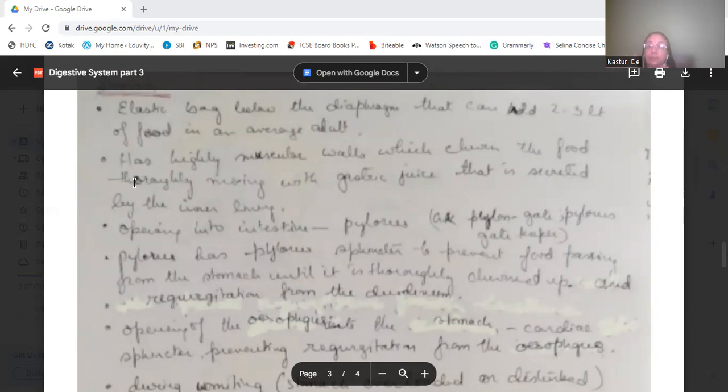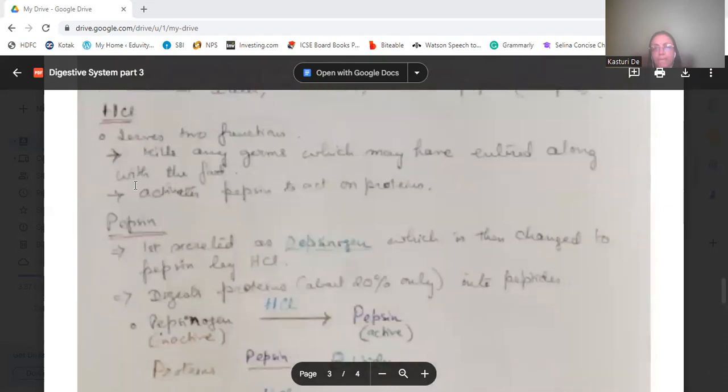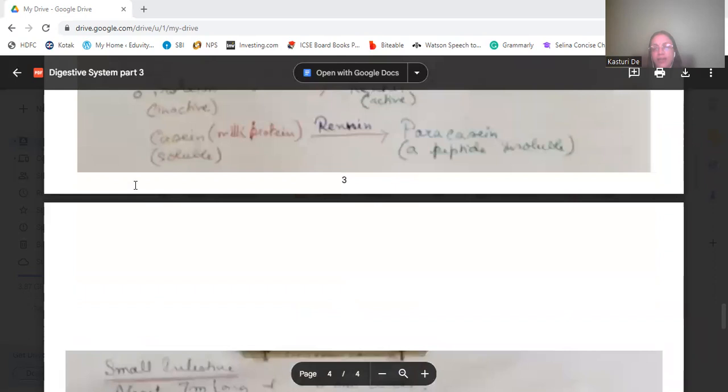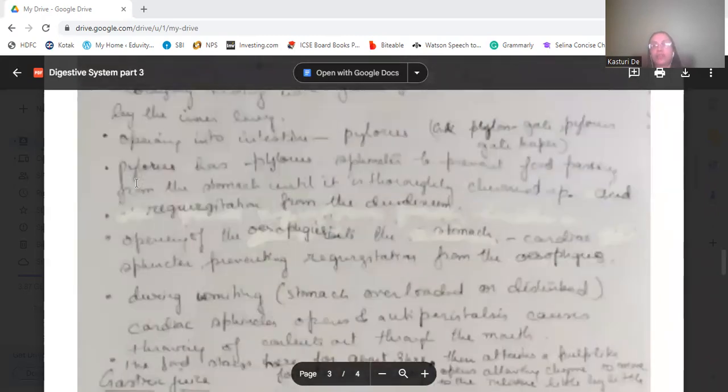Now, it is not called chyme when it mixes with intestinal juice. In the stomach, it mixes with the gastric juice, and this food is now churned thoroughly, and then it passes through the pylorus. What is the pylorus? The pylorus is the opening of the stomach into the duodenum, the first part of the small intestine.